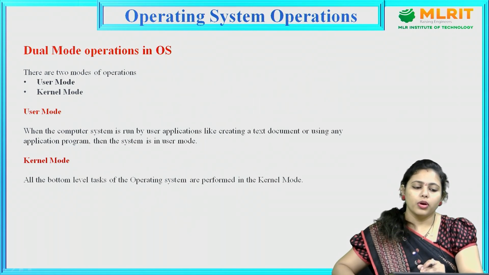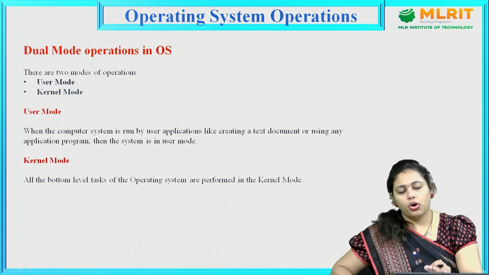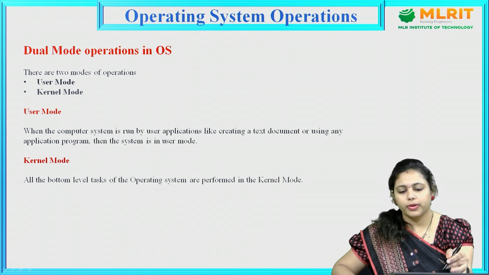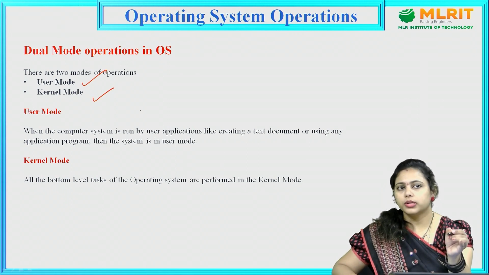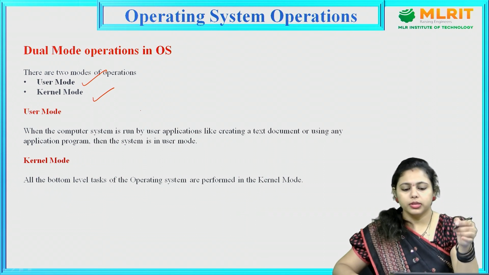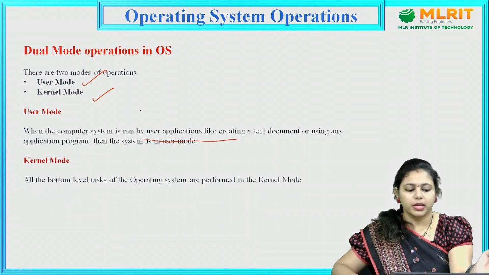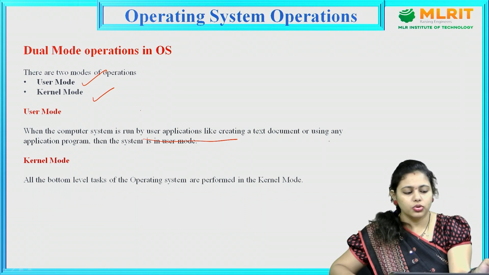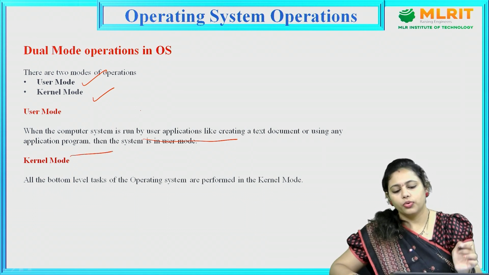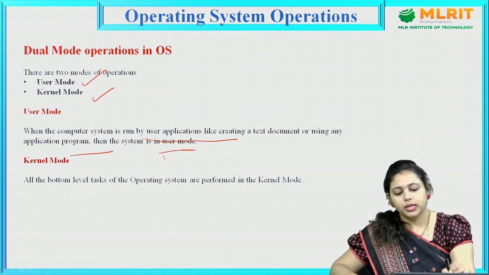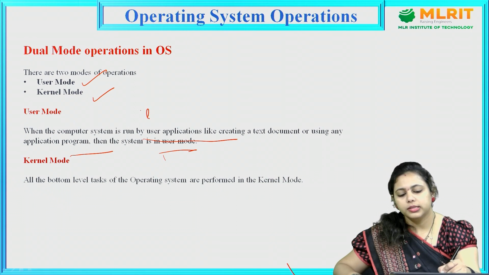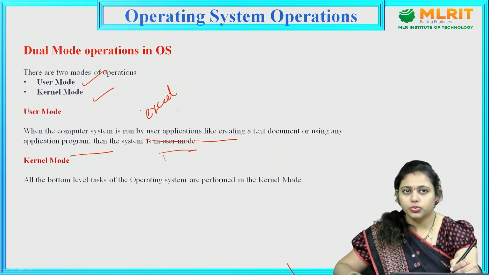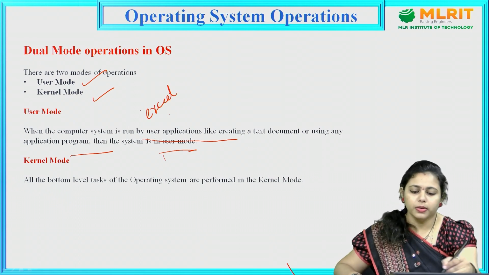Next we are going for the operating system operations. Here we have two operations, dual mode operations, nothing but user mode and kernel mode. Let us see what this user mode is. When the computer system is run by user applications, like creating a text document or using any application program, then the system is said to be in the user mode. So if I am working with some text document or some Excel sheet, the system is said to be in the user mode.